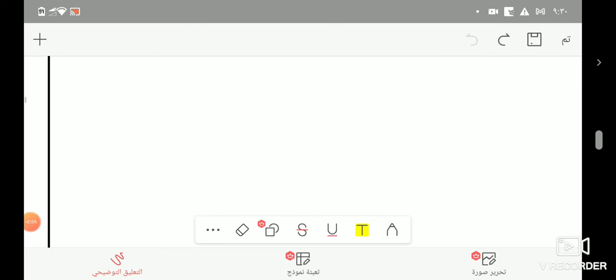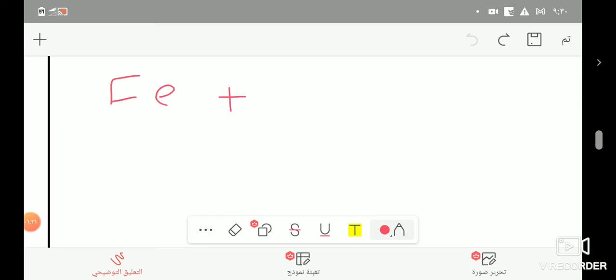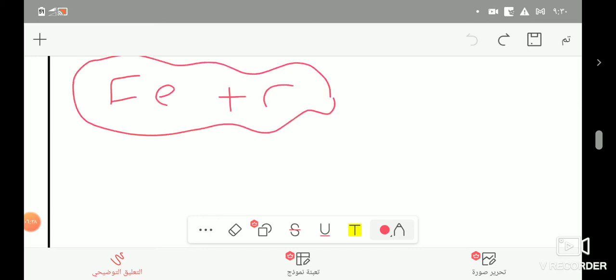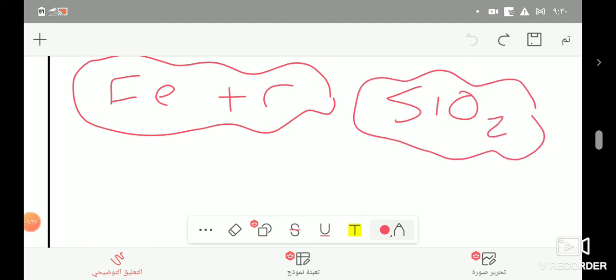The same process occurs during the extraction of zinc. Zinc is found as zinc sulfide and is also extracted by reduction with carbon. But let's talk about some important points in the extraction of iron. The iron produced is contaminated with carbon at the end of the process and some acidic oxide such as silicon dioxide, which is called sand.